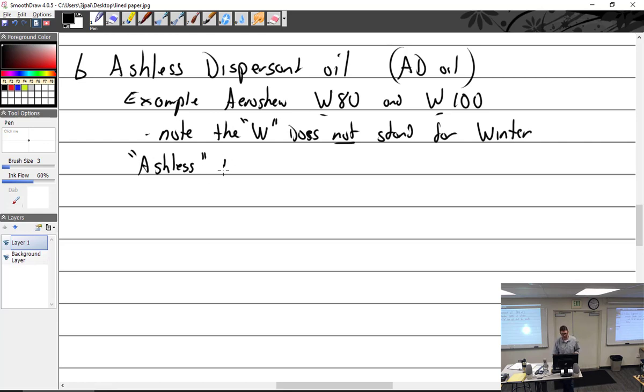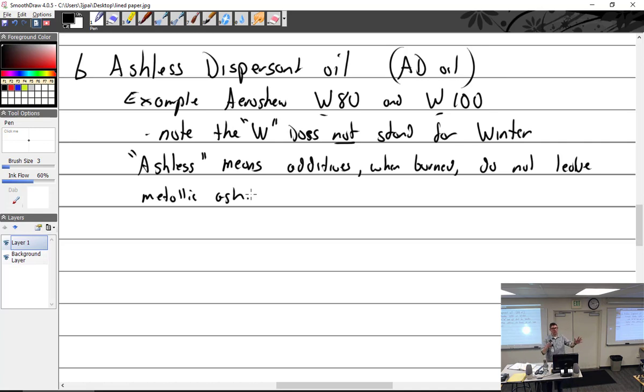So ashless means additives, when burned, do not leave metallic ash, because metallic ash causes detonation.